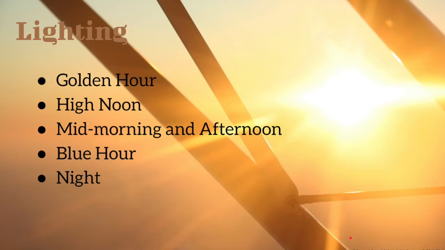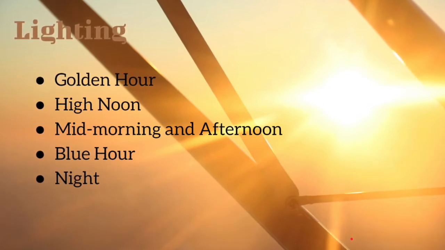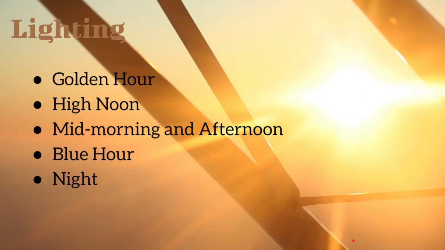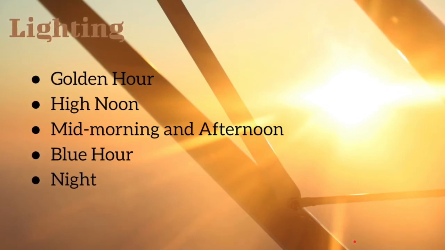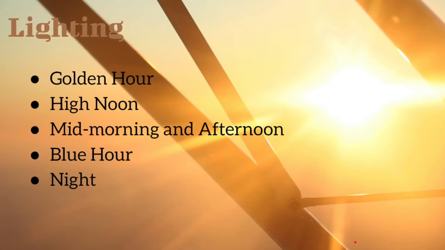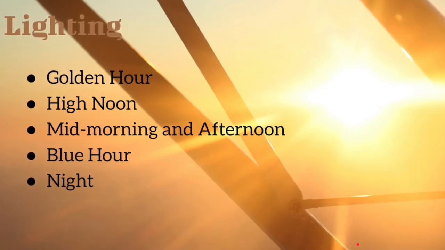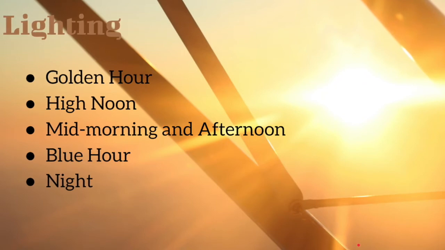Mid-morning and afternoon. No major highlights or deep shadows overtaking the photo, so it's a good time to take pictures of all sorts of people and landscapes. However, you must be careful of flat lighting. The blue hour. Photographers refer to the time before sunrise and after sunset, dawn, dusk, and twilight, as the blue hour. Only a few minutes in the day are considered the blue hour, so you have to be very quick. The contrast is low and it creates a cool pastel undertone.